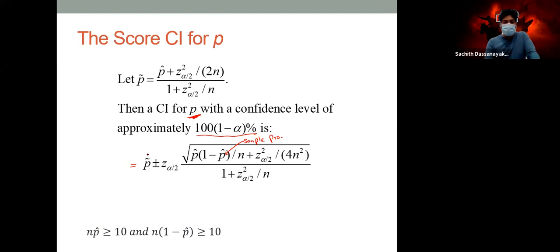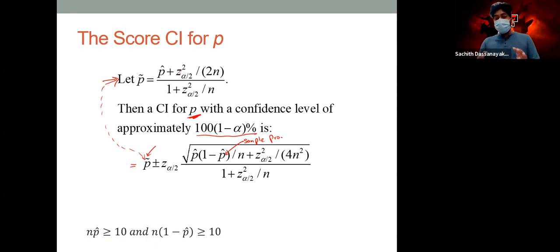Okay, what is p tilde? P tilde means this one. See what they have considered here. Let p tilde equal p hat plus z alpha over 2 squared over 2n, 2 times n, divided by 1 plus z alpha over 2 squared over n. Clear? So simply you can replace p tilde using this, and once you simplify this, you can get the confidence interval for p.